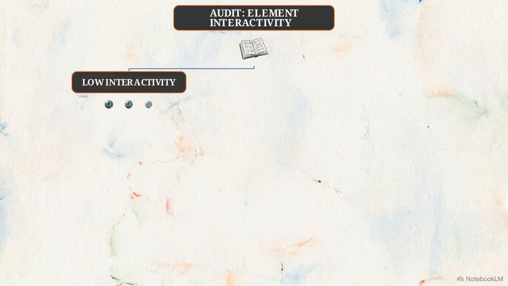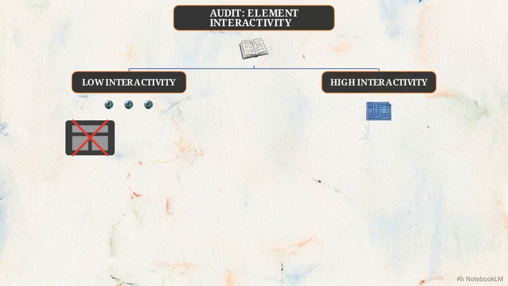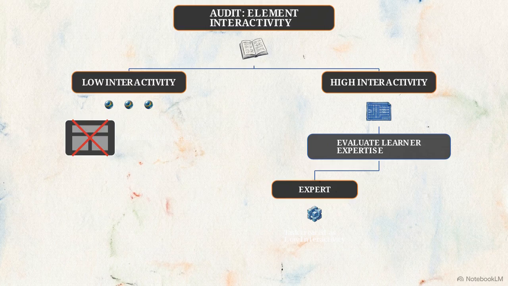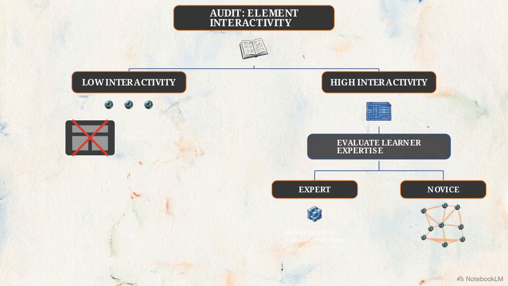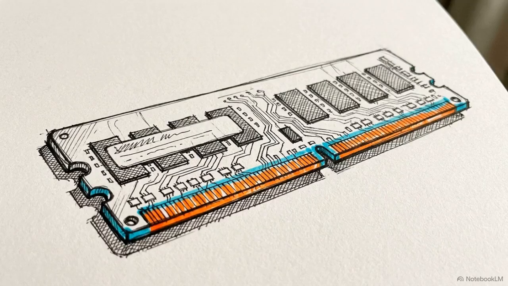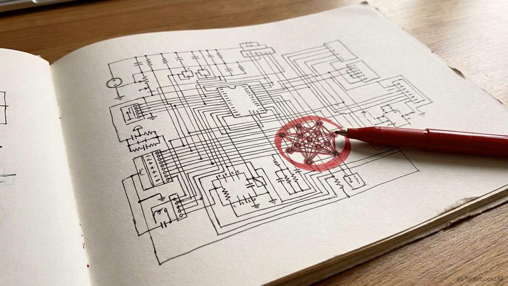To apply these principles, designers must first audit the element interactivity of the lesson. If interactivity is low, such as memorizing vocabulary, changing the format provides very little benefit to the learner. If the task requires high simultaneous processing, the next step is to evaluate the learner's expertise. For experts with existing schemas, formatting is less critical. For novices, reducing extraneous load is necessary to prevent overload. Working memory can only process a specific amount of data at once. Effective instructional design begins with a mechanical diagnosis of the interactivity within the subject matter itself.